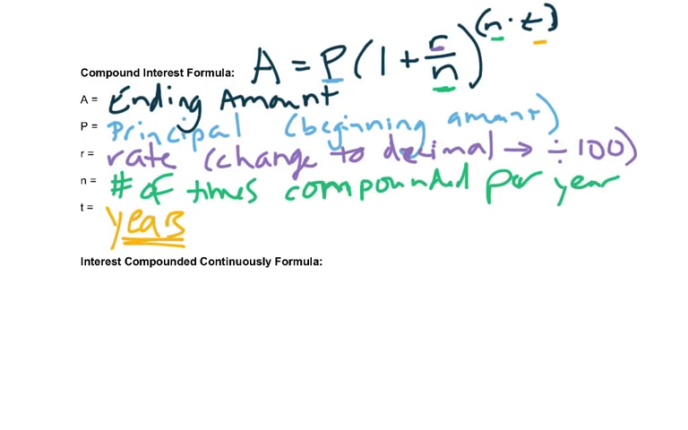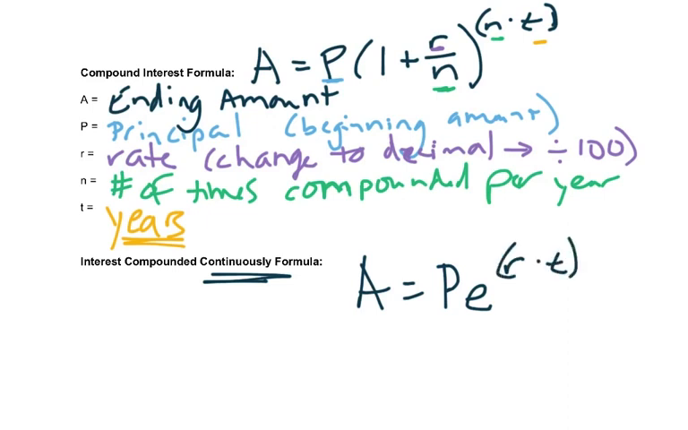There's another formula for compounded continuously, and it has an E in it. All the other letters mean exactly the same thing. A equals P times E to the RT power. So A is the ending amount, P is the principal or the beginning amount, R is the rate in decimal form, and T is the number of years.